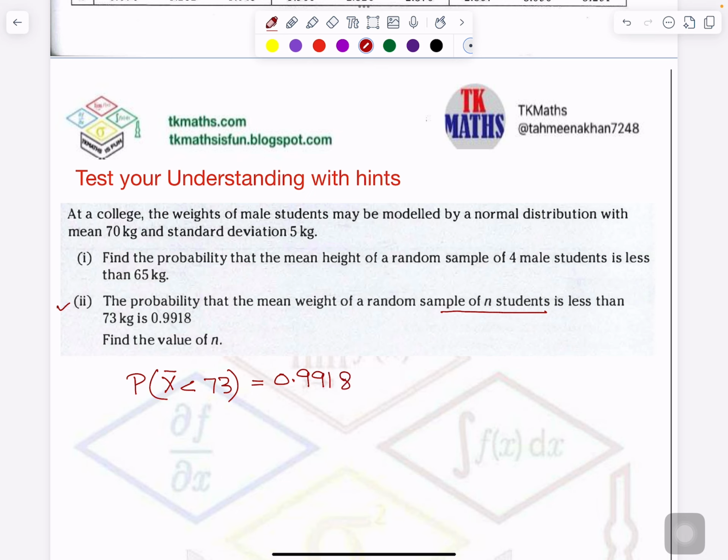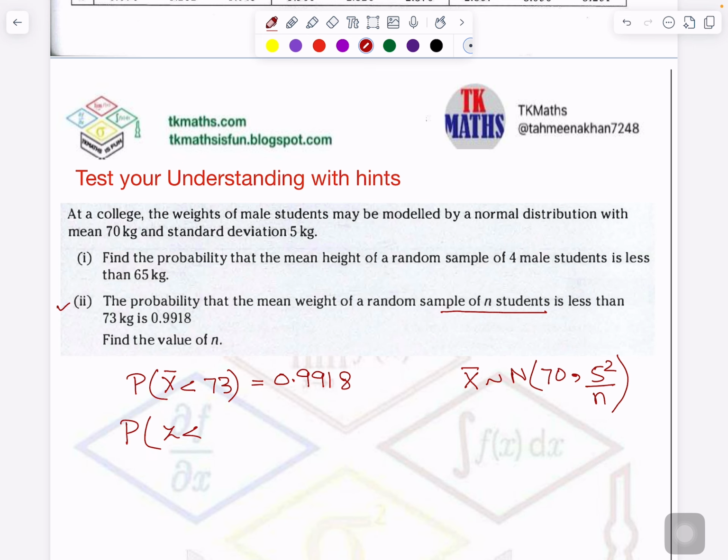0.9918. But what is the distribution now? Because n is unknown and you have to find it. So what is the distribution? Always write it down. Don't do anything mentally, you can make a mistake otherwise. So you are right, 70, and it was 5 squared over n, because we don't know n. We have to find n. Okay, so now I will change this into z.